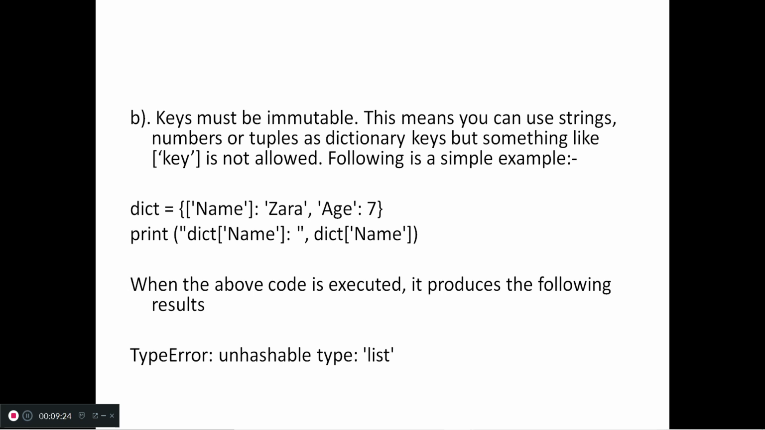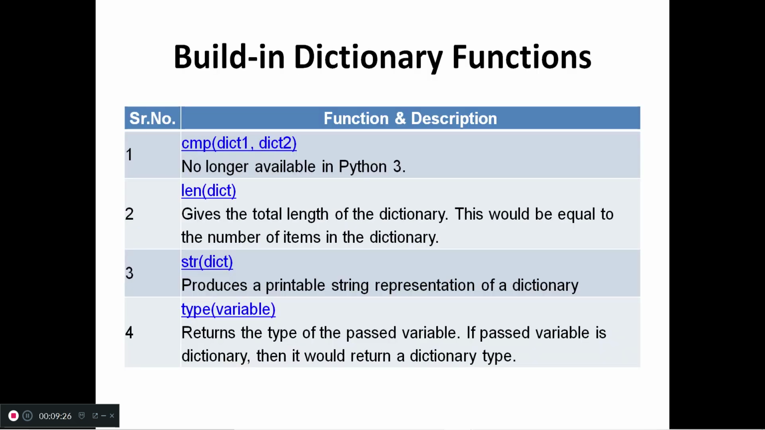Now we'll move on. These are the built-in dictionary functions. cmp is no longer available in Python 3. It was available in Python 2. So we don't worry about that. len dictionary gives the length of the dictionary. str dictionary produces a printable string representation of the dictionary.